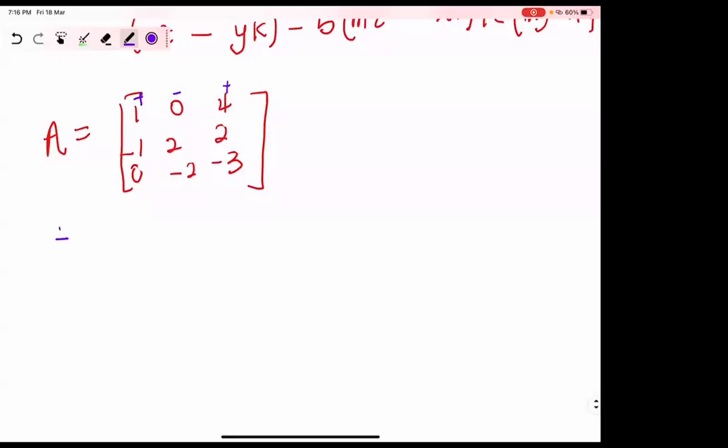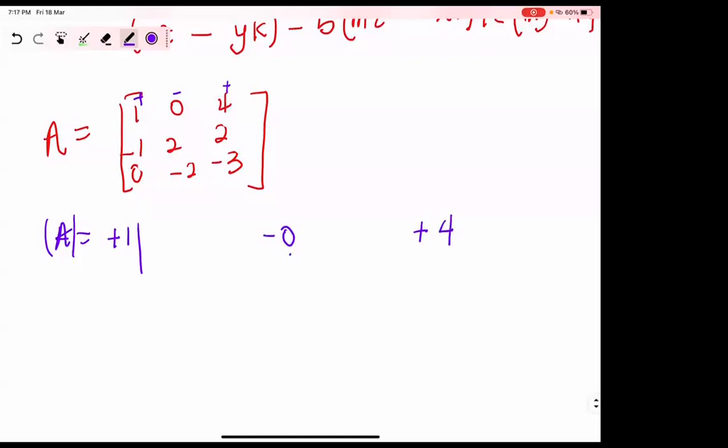So the determinant of A is plus 1, minus 0, and the last component, plus 4. You will later see why you should pick a row or column that has the maximum number of zeros, because you multiply the 0 by everything, which gives 0. So in some cases you might ignore the 0 part.